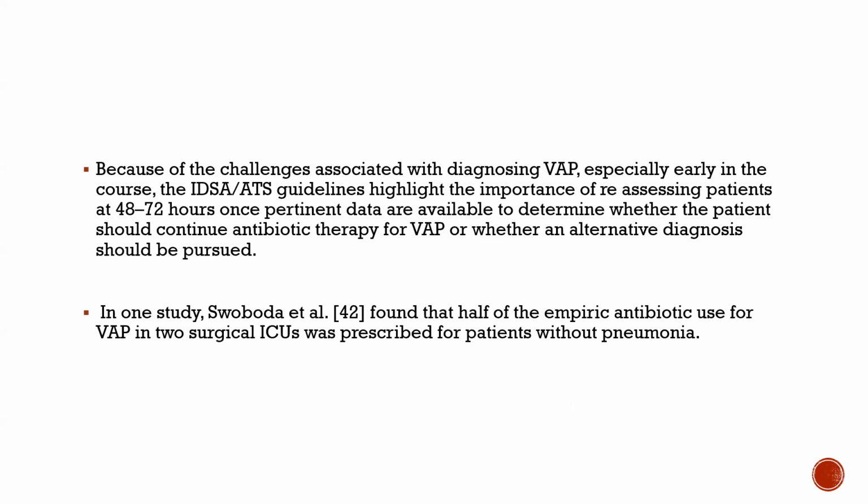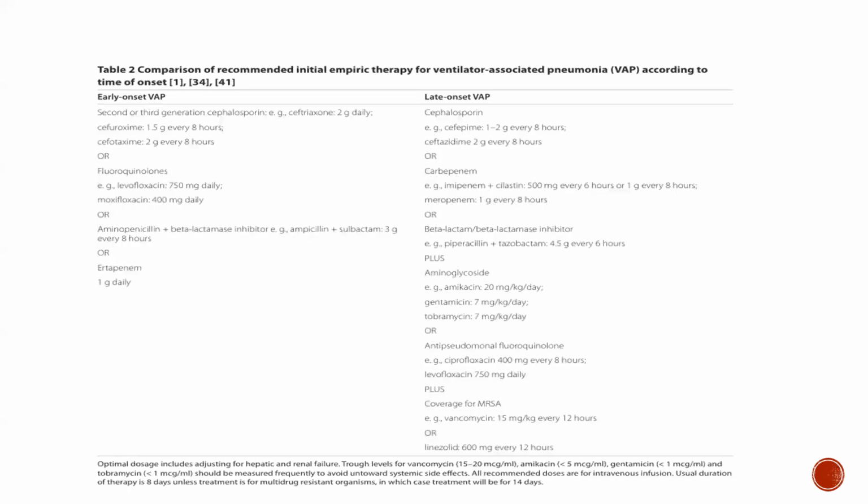Because of the challenges associated with the diagnosis of VAP, especially in the early course, the IDSA and ATS guidelines highlighted the importance of reassessing the patient at 48 to 72 hours once pertinent data are available, to determine whether the patient should continue antibiotics for VAP or whether an alternative diagnosis should be pursued. In one study, Sovada et al. found that half of the empirical antibiotic use for VAP in 2 surgical ICUs was prescribed for patients without pneumonia.